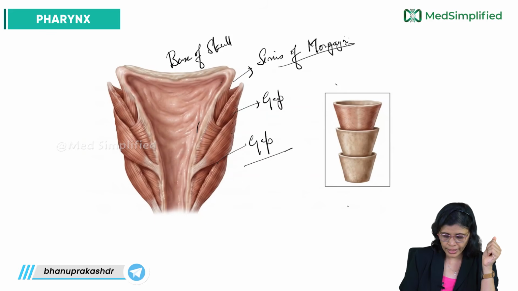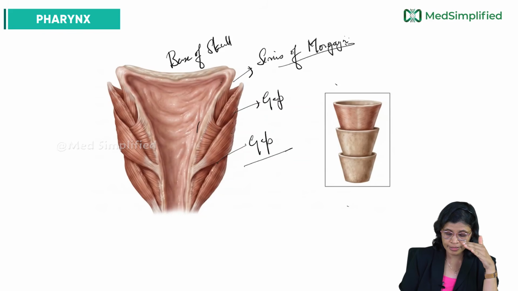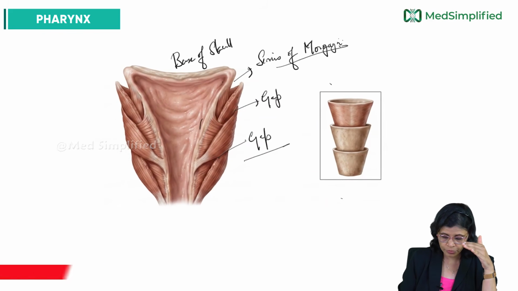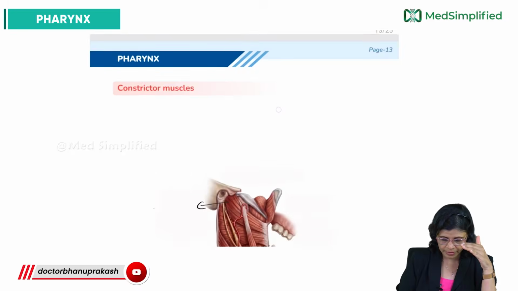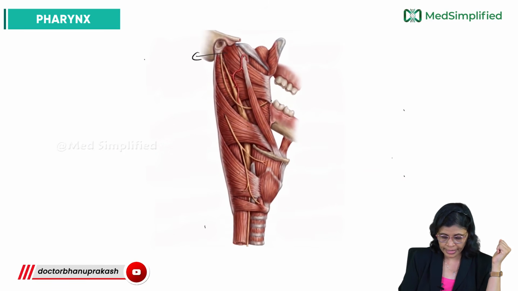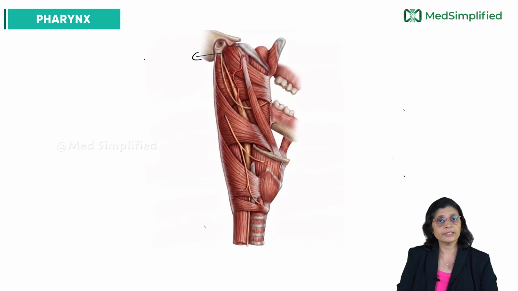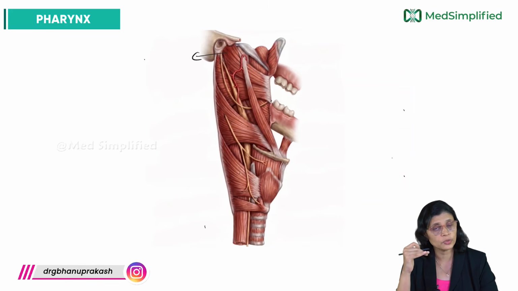Why this is important is that there are certain structures which pass through these gaps between each of these constrictor muscles and within the sinus of Morgagni, so you need to be aware of the structures passing through them. Near the sinus of Morgagni, 4 structures pass through. So what is the sinus of Morgagni? It is basically the interval between the base of the skull and the superior constrictor of pharynx.